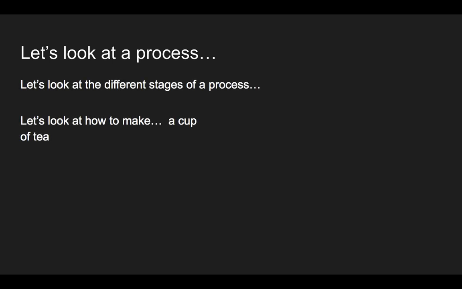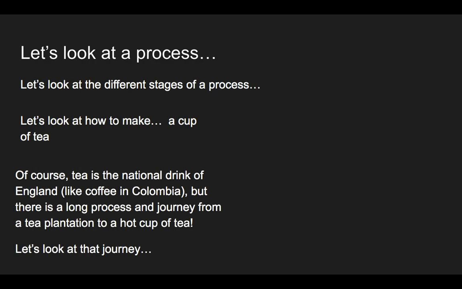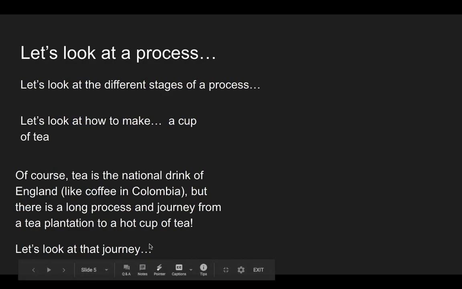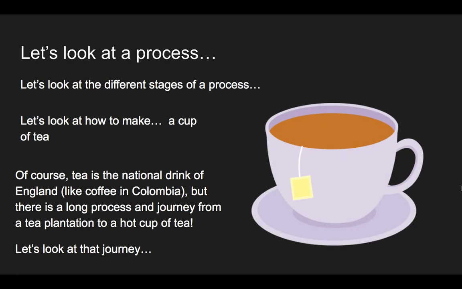So let's look at a process. Let's look at the different stages. Let's look at how to make a cup of tea. Of course, tea in England is like the national drink, like coffee in Colombia. But there's a very long process and a long journey from a tea plantation, where it is grown, to a hot cup of tea. Let's look at that journey.